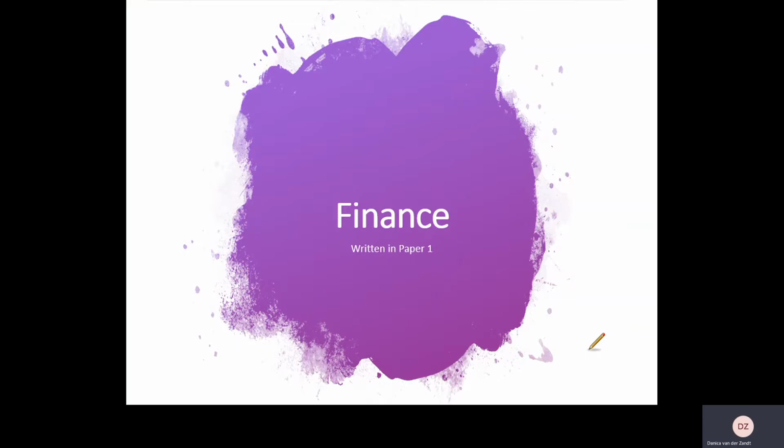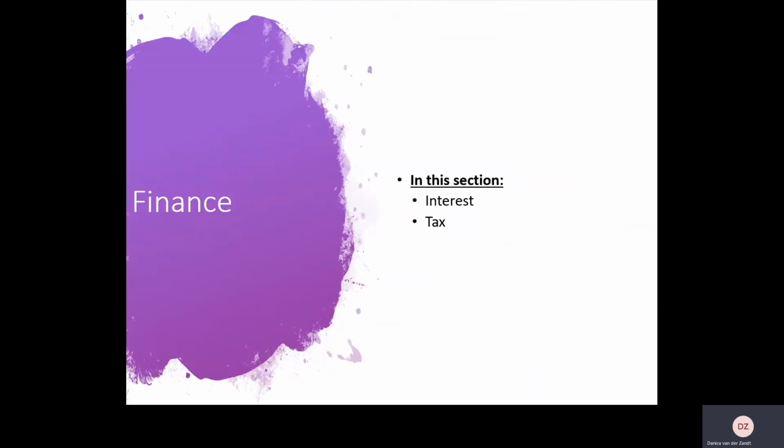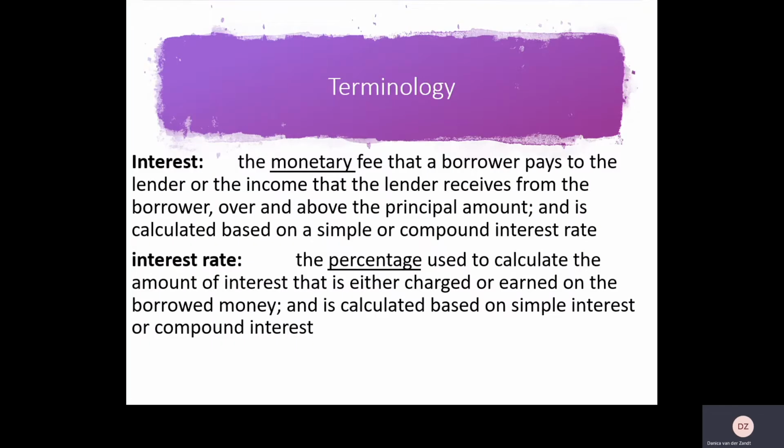Okay, going through everything just one more time. We're busy with finance, which would be in Paper 1, specifically interest and tax. You need to know, please return to C6 now. Now go to C6: the difference between interest and interest rate. You need to know the difference between interest and interest rate.